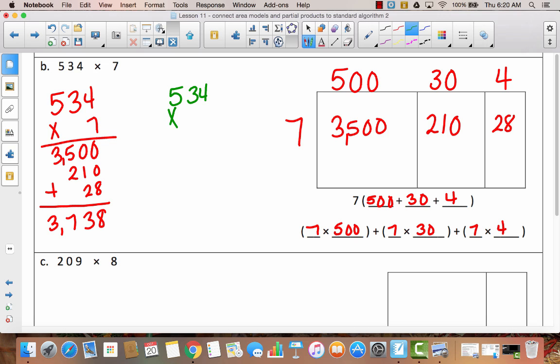So now let's try to multiply using the standard algorithm and see if we get the same answer. I'm going to pause the video and I want you to try to do this all by yourself, and let's come back and check and see if we got the same answer.